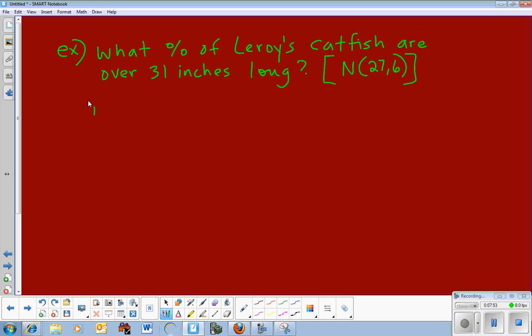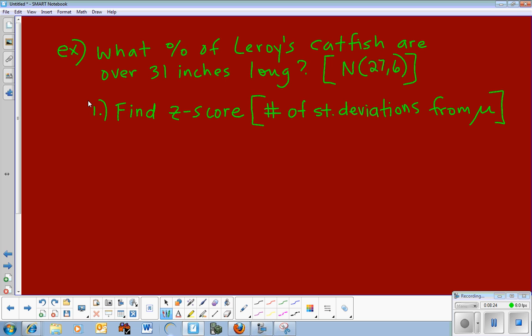What we need to do is find a z-score. A z-score is just a standardized measurement, and it is the number of standard deviations away from the mean. Make sure you write that down. And that's mu again, that's our symbol for mean. The number of standard deviations away from the mean is called a z-score. If it's negative, that means you're below the mean. If it's positive, you're above the mean, and these will rarely ever get above 3 or below negative 3.